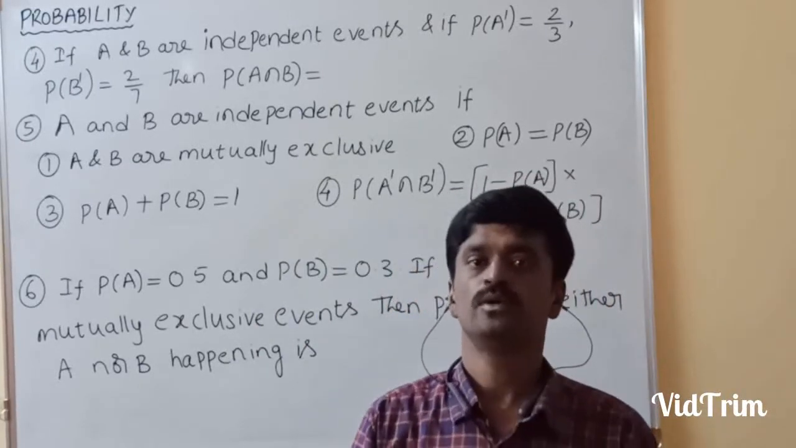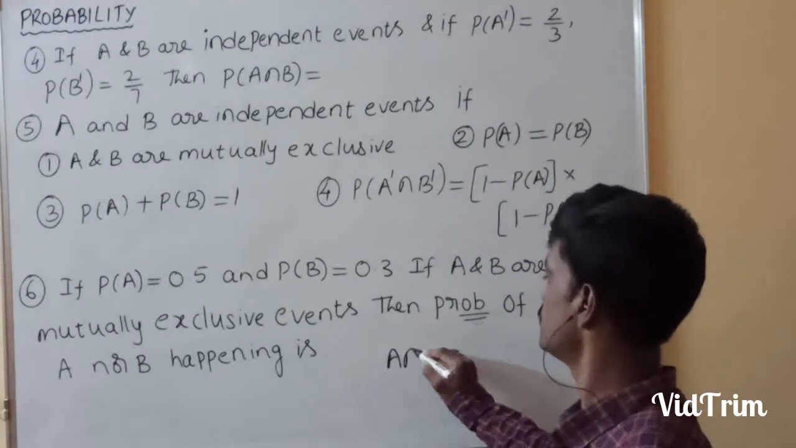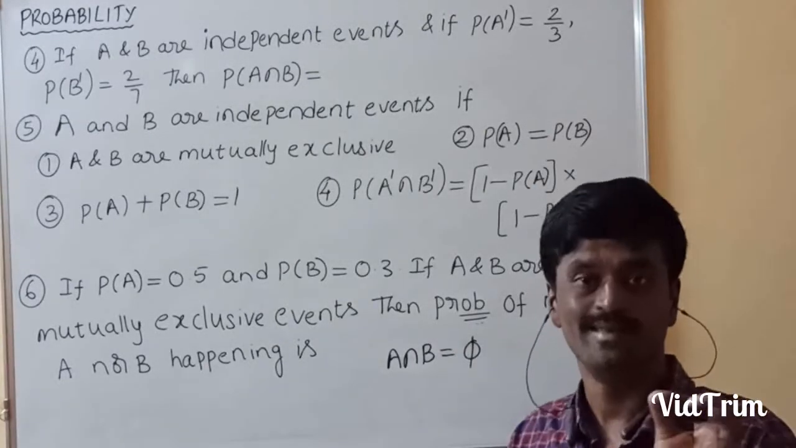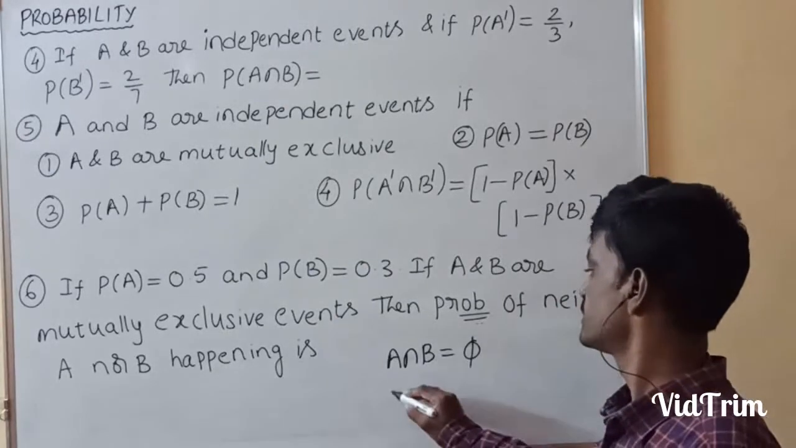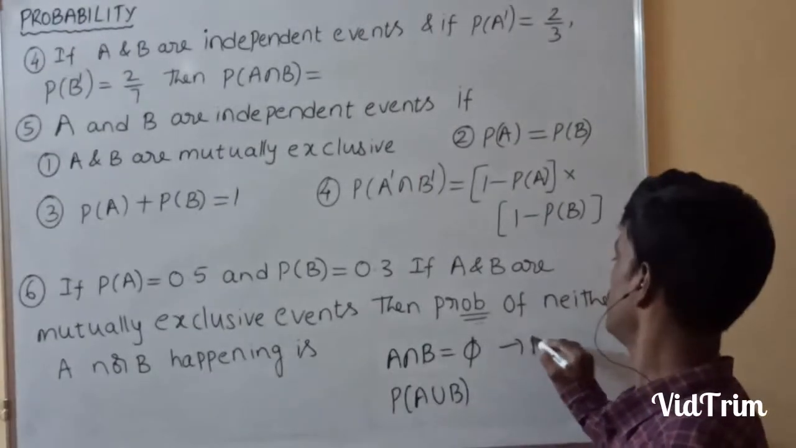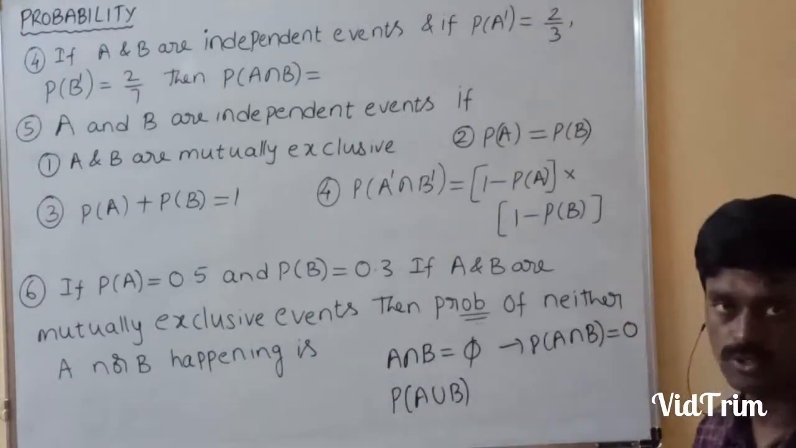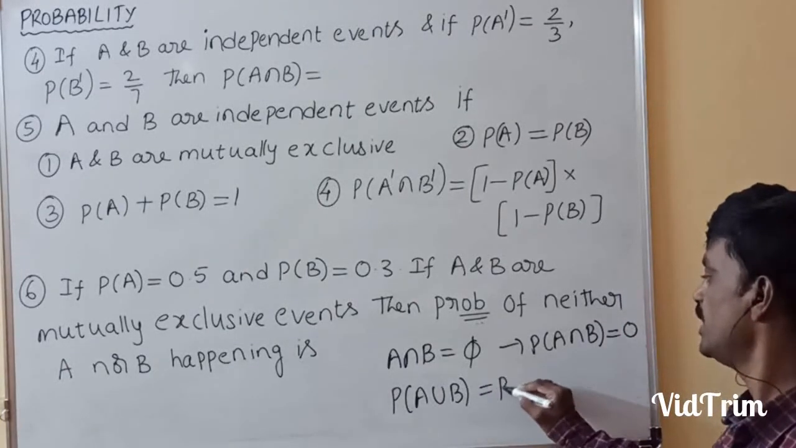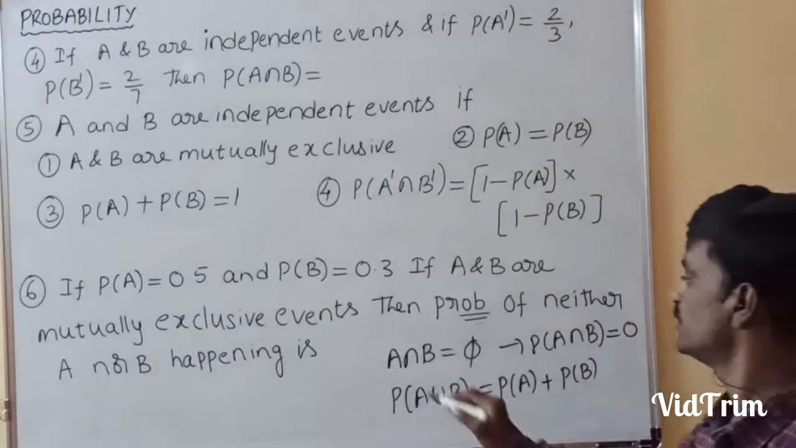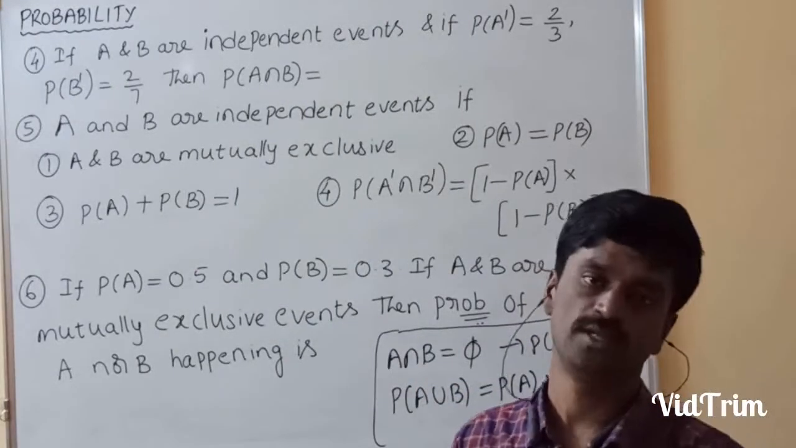Mutually exclusive events. In a simple sentence, A and B are said to be mutually exclusive events if A intersection B is the null set. As A intersection B is a null set, the probability of A intersection B becomes the probability of the empty set, which is 0. And in this case, the probability of A union B becomes what? Probability of A plus probability of B. In which case does this happen? When A and B are mutually exclusive events.